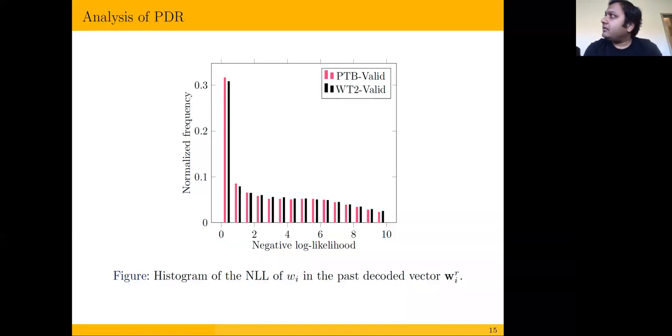Out of curiosity, this negative log likelihood, how do you compute it? Is it unbiased or is it... I don't think questions are allowed. Oh, is it? Okay.